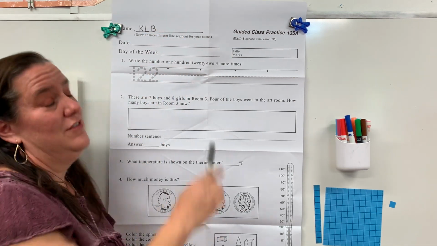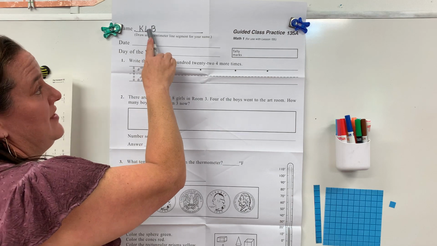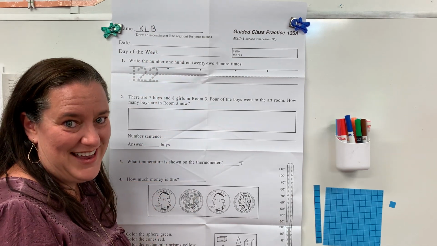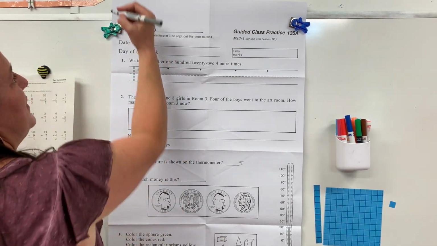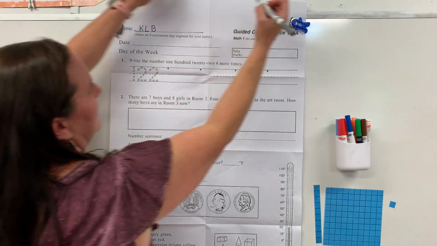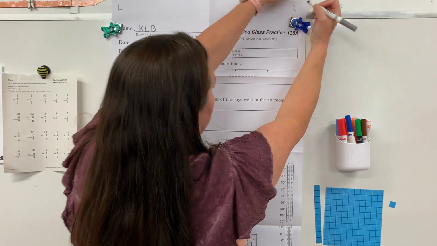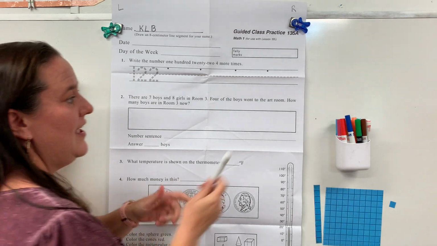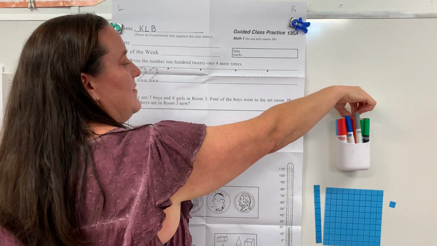So I want you to think of your first name, middle name, and last name and write the 3 letters to do your initials today. All right, let's go ahead and just do an L and an R for left and right. Okay. And we're gonna stick with the abbreviated date.